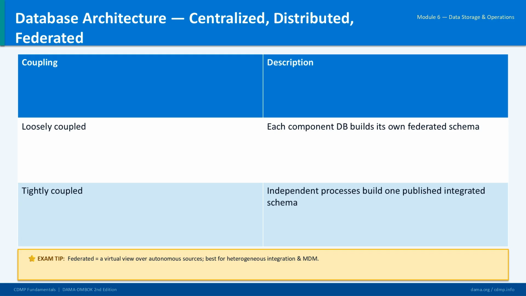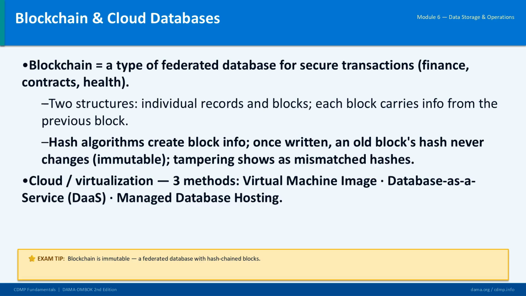Here's a fact the exam likes: a blockchain is a type of federated database used to securely manage transactions, financial transactions, contracts, health information. It has two structures, individual records and blocks, and each block contains information from the previous block, forming the chain. Hash algorithms generate the block information, and once a new block is created, the old block's hash never changes. That's what makes a blockchain immutable. If someone tampers with the data, the hash values no longer match, and the tampering becomes obvious.